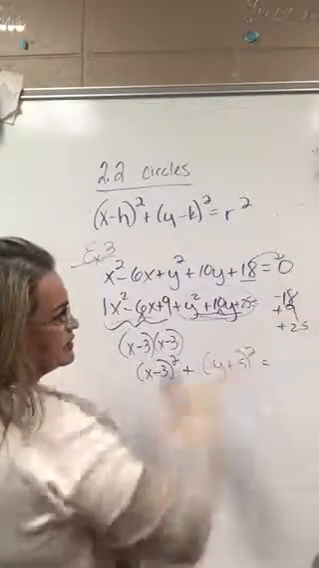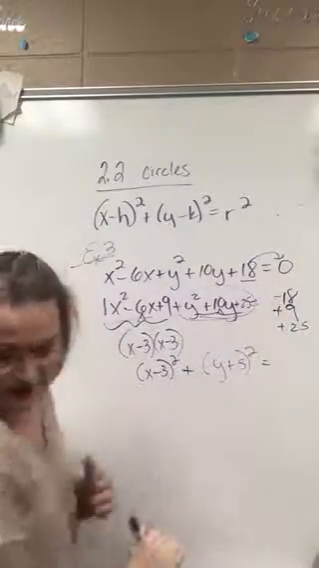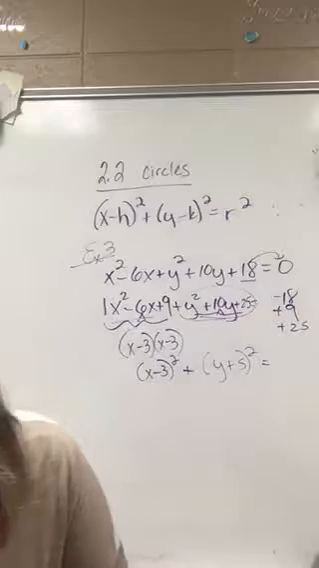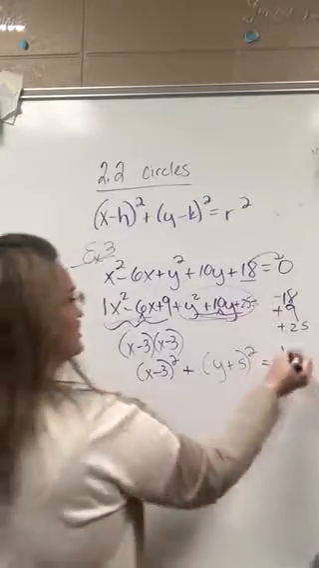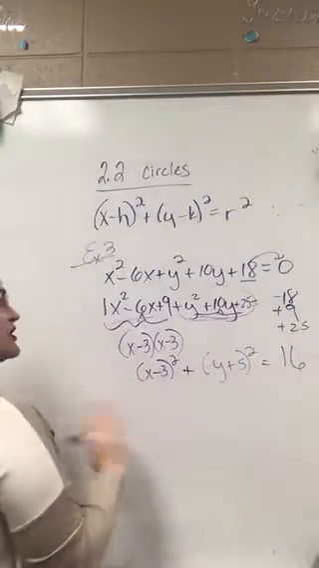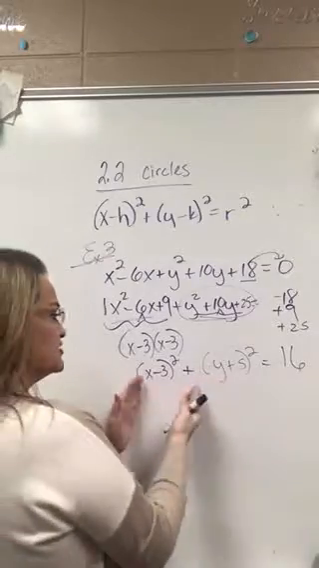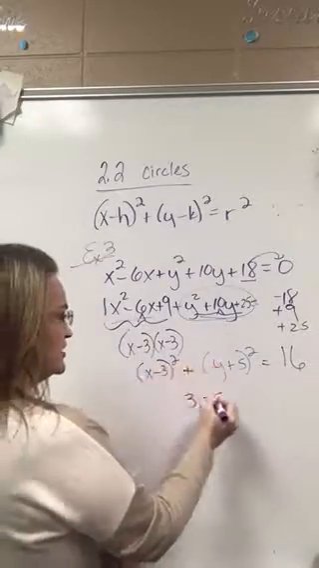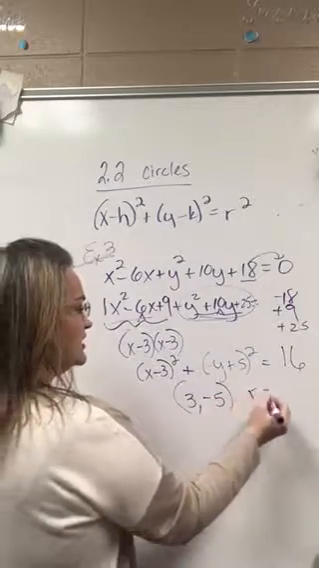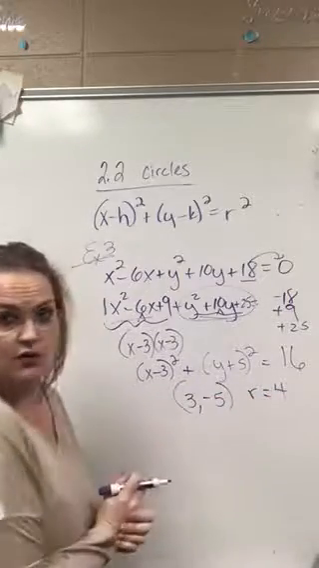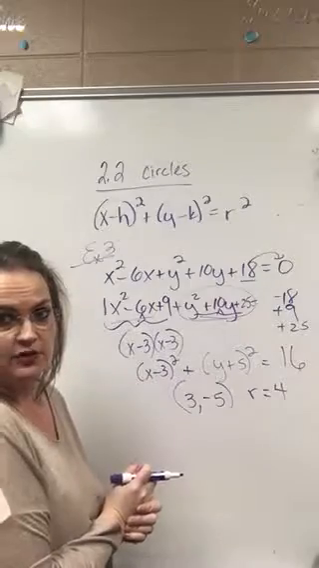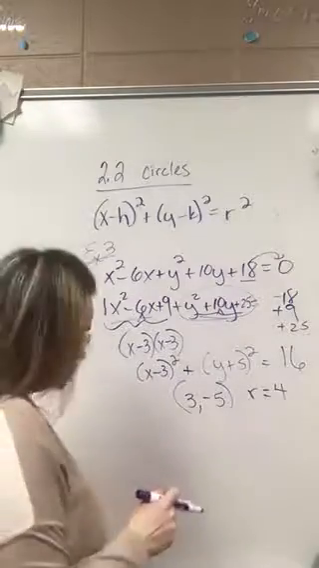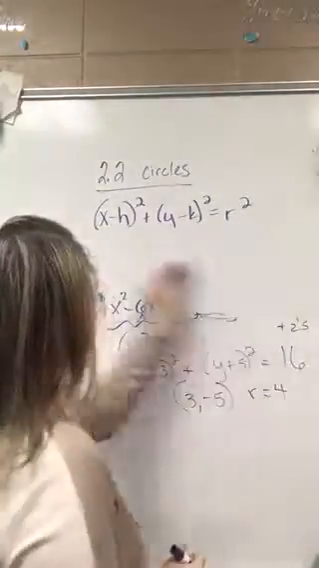And then combine your like terms over here: negative 18, 9, 25. Combining those like terms, we get 16. And now it's ready to roll like our former problems. It's in center-radius format. Changing the signs here, the center is (3, -5), and the radius, the square root of 16, is 4, and then it could be graphed if requested.